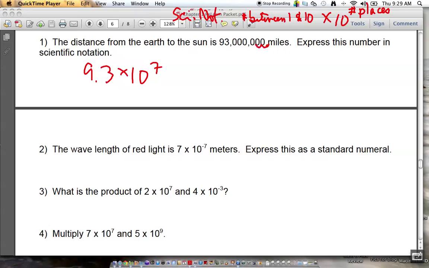So this is 1, 2, 3, 4, 5, 6. But if I were to stop here, I would be creating the number 93. And 93 is not between 1 and 10. So I have to move one more place. That makes 9.3. 9.3 is between 1 and 10, so I like that number. And how many places did I move? I moved 7 places. So the 7 becomes the exponent on the 10, and the 9.3 that I had here goes to that place. 9.3 times 10 to the 7th.